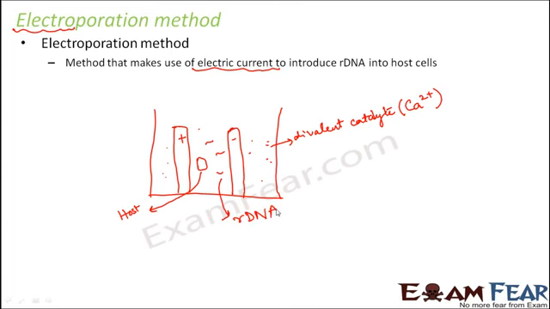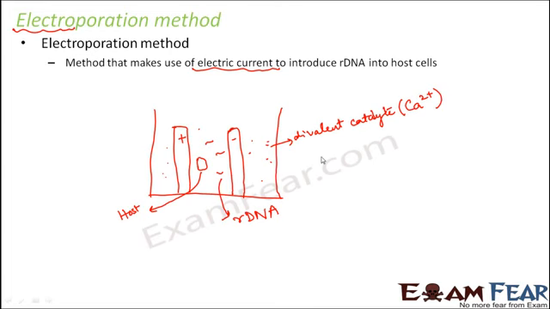So we want the recombinant DNA to enter inside the host cell. So how do we do that? Now with this setup, we can very easily establish an electric current when we have the electrolyte and we have the positive and negative electrodes. Now we develop an electric current. Now once the electric current is developed, what will happen?